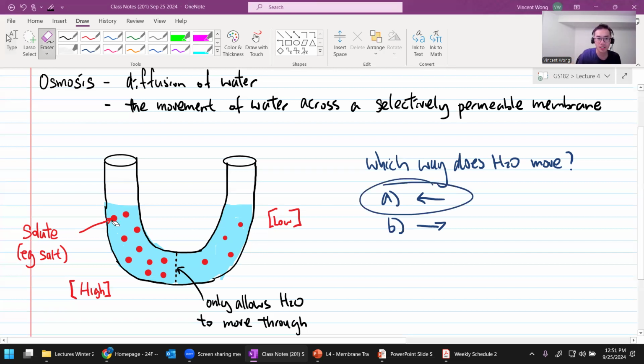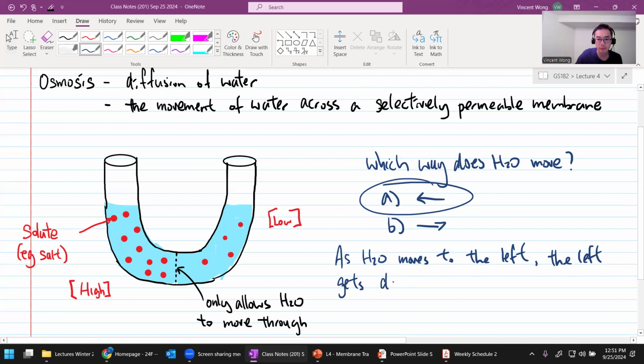Okay? Because you have more salt on the left side than the right side, the water is going to be attracted to the left side. And as water moves to the left, the left gets diluted. Okay? Because you're adding more water. The water is going to move this way. The water level is going to go up. The number of red dots doesn't change. You are just adding more volume, and that's going to dilute it.